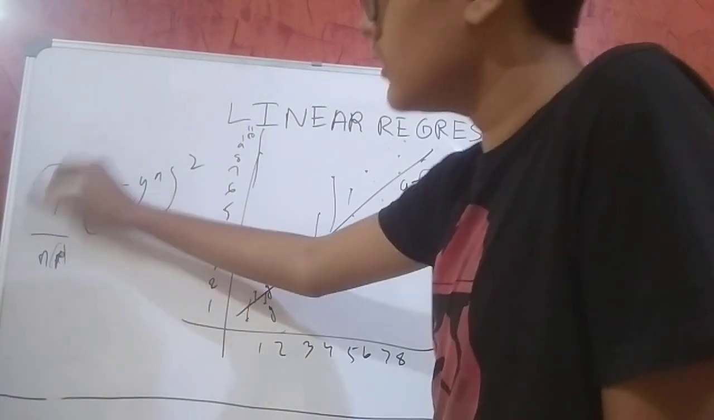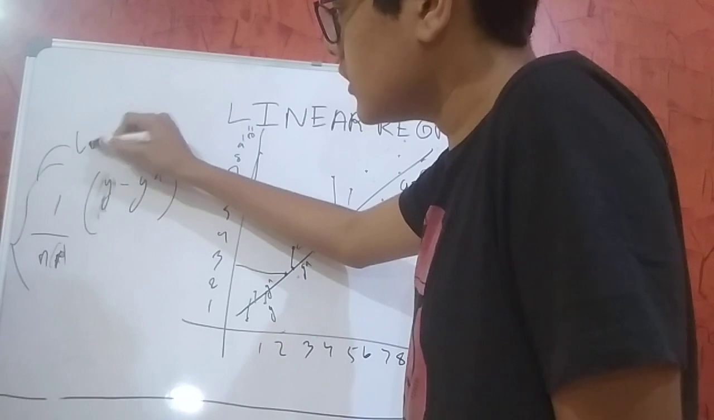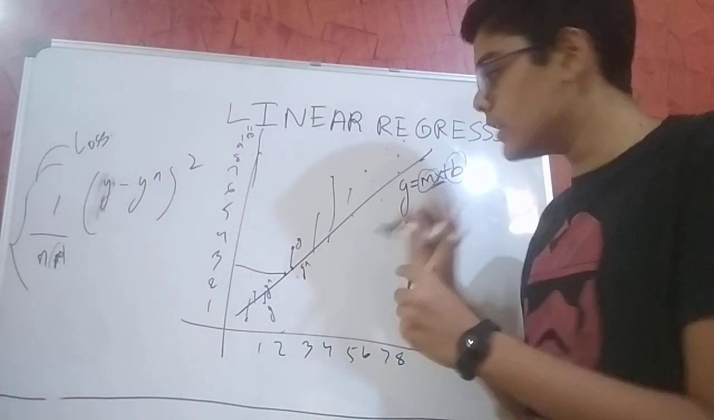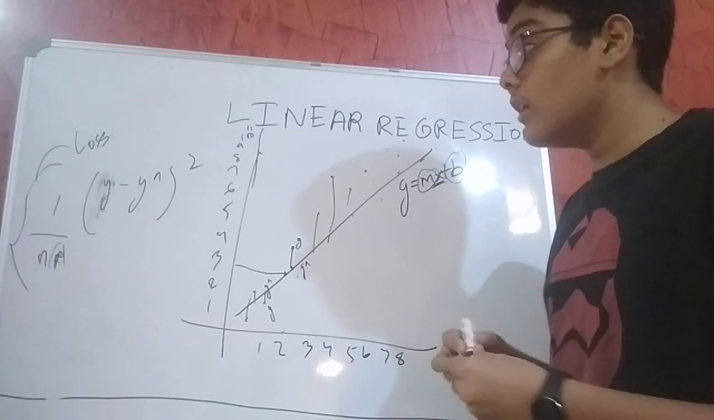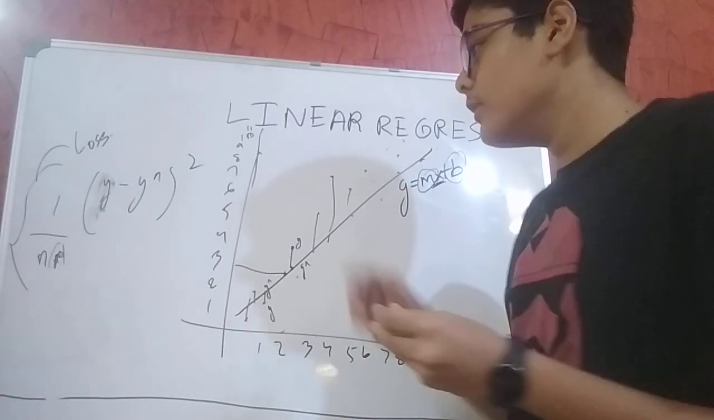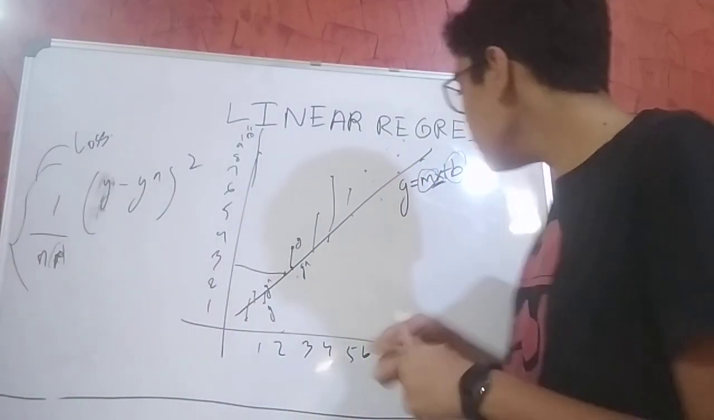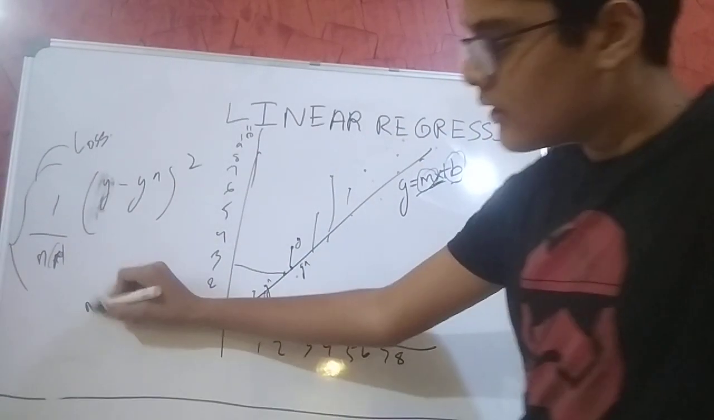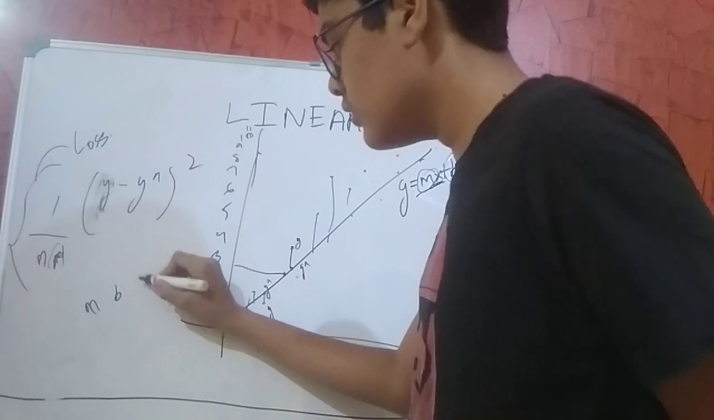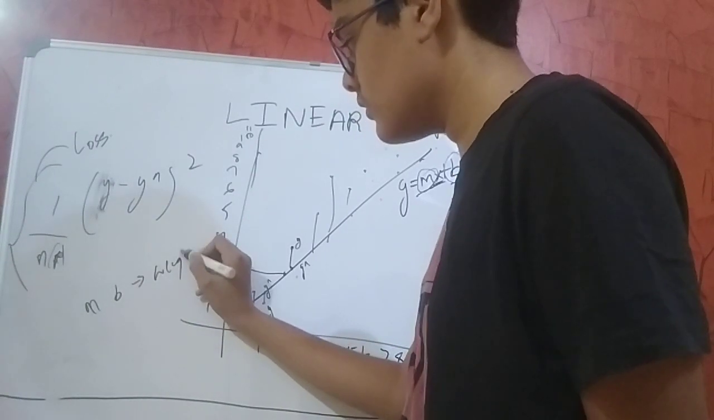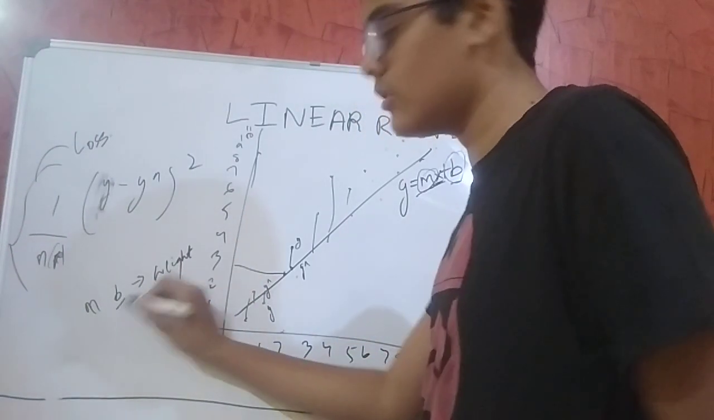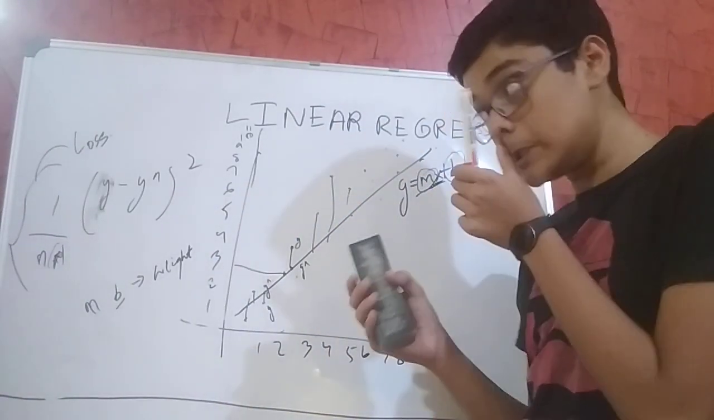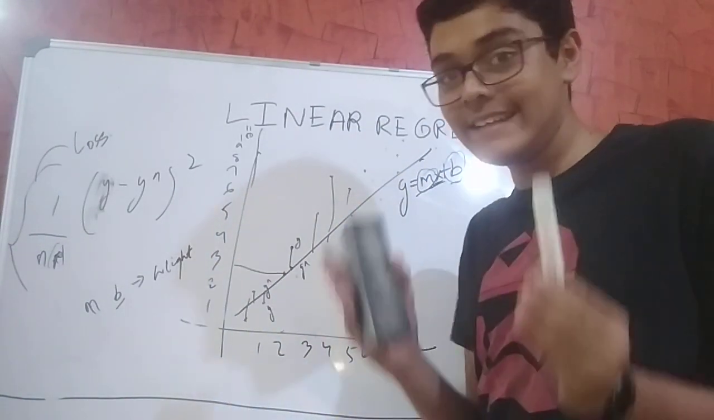So let's just say this whole thing was our loss. So now we've defined the loss for our linear regression model. The most important thing is now we need to minimize this loss. So we need to optimize this m and b. In machine learning, m is usually called the weight of your model, and b is called the bias. So now I'll show you how to minimize this loss using gradient descent.